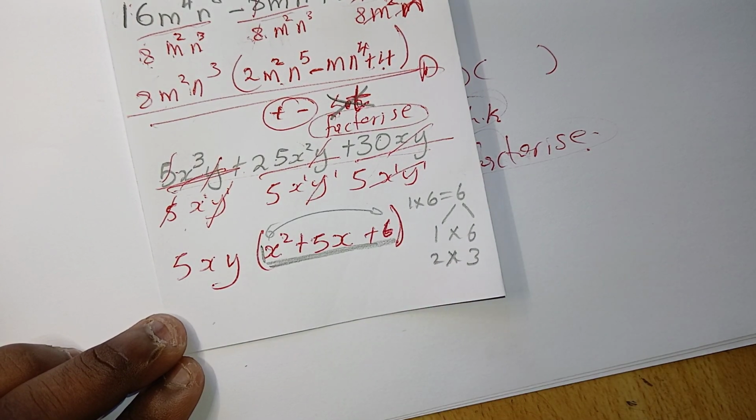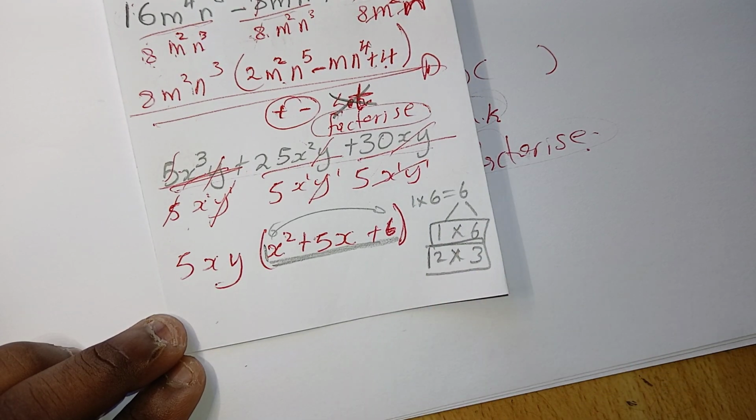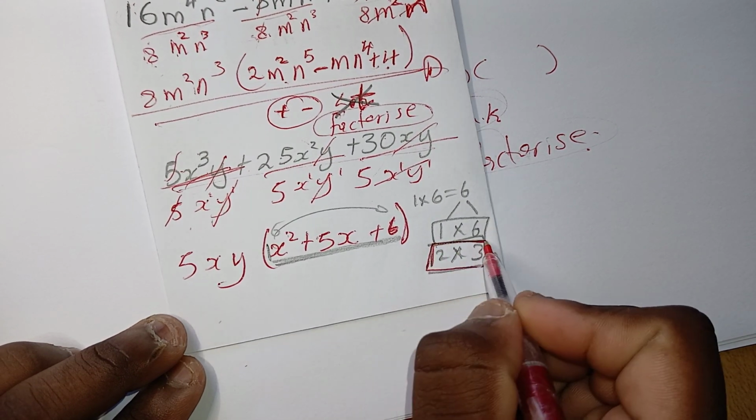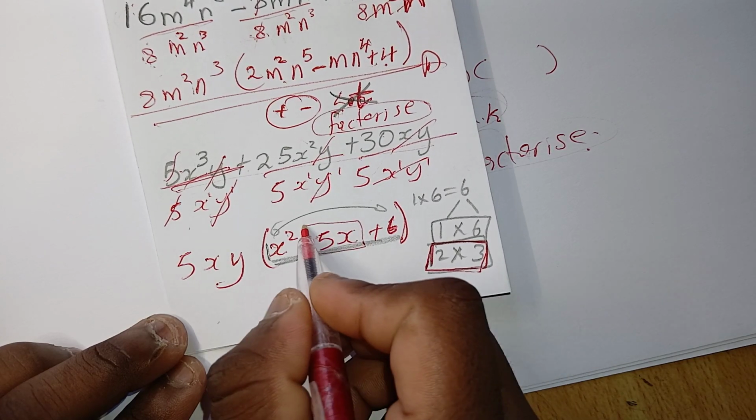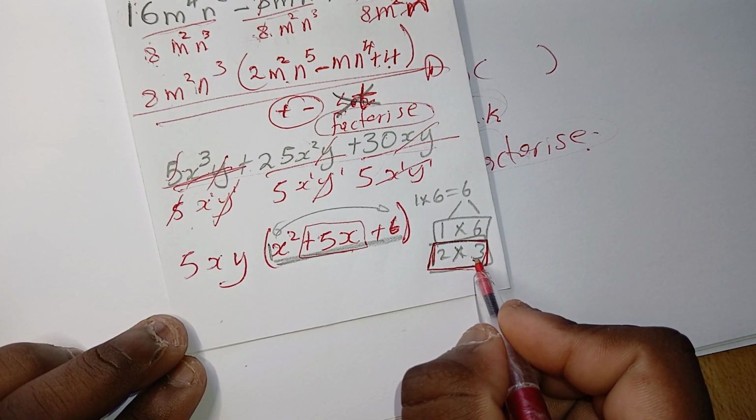Do you see my study? So between these factors, which factors, when you add or subtract, will give you the middle term? So these factors, when you add them, they will give you what? A middle term, which is this one. Do you see my study? These two factors.